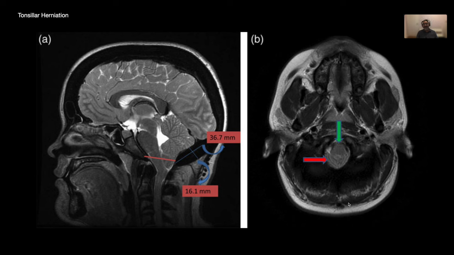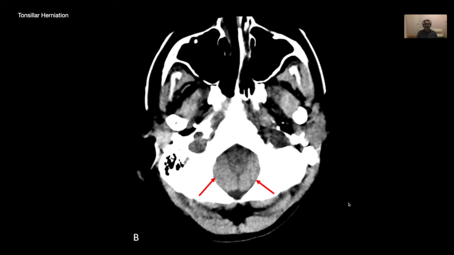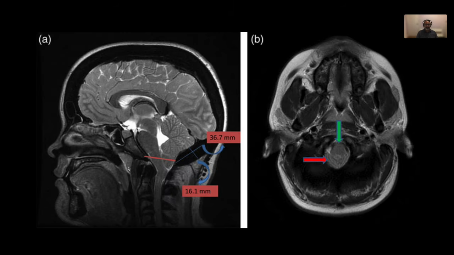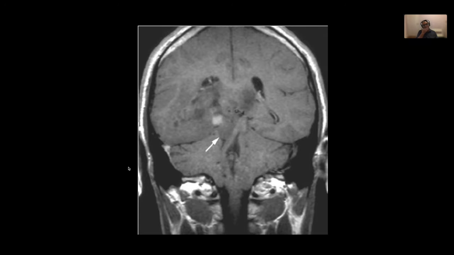So there you go, you will see tonsillar herniations. This is what you're going to see. It's very important to pick it up on CT. That's a CT. An MRI for a tonsillar herniation, I just can't imagine, but I guess it's there. So that's that. Good for teaching, not good for the person.